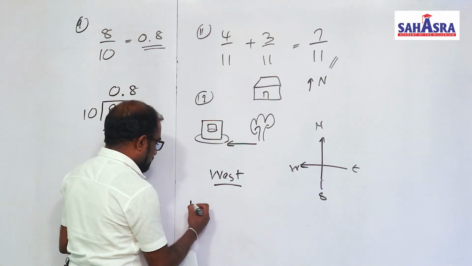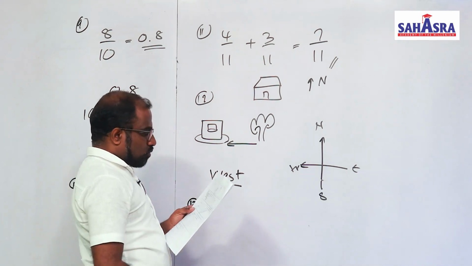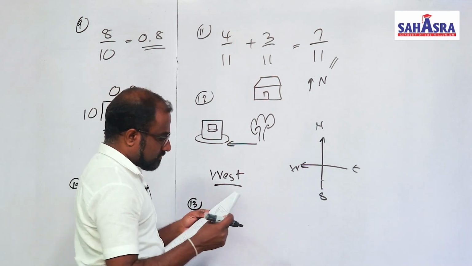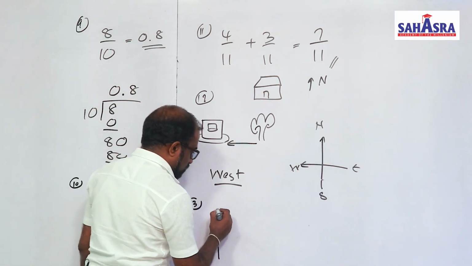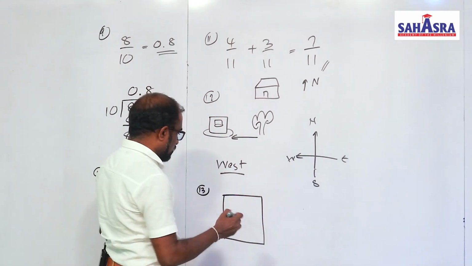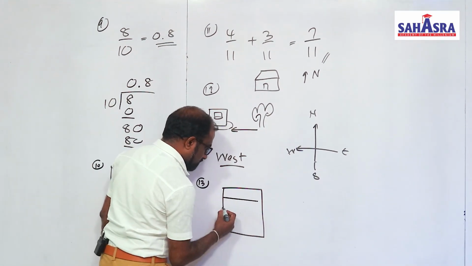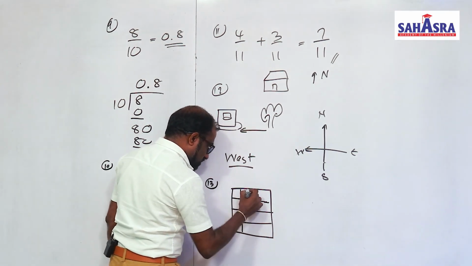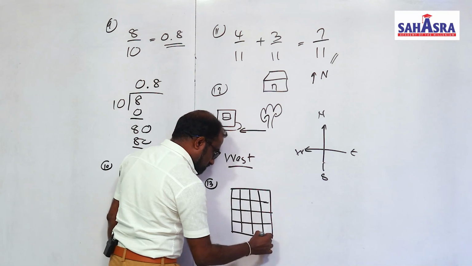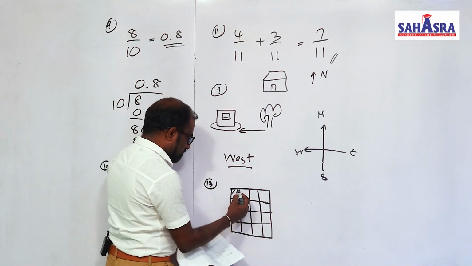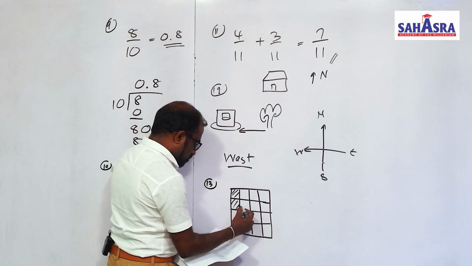13th question. What is the area of the shaded part in square units? Right. So, the figure has got 16 units. And these squares are shaded.